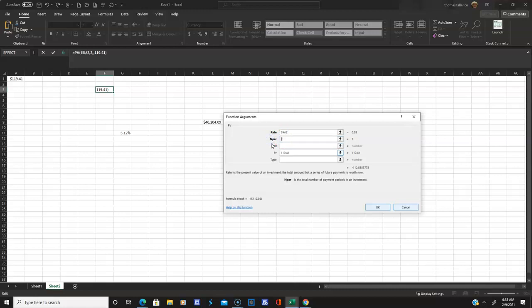Now if I put a 1 here, and I put 100 here, let's say. Okay, so the present value of $100, again, it's $97 and 8 cents, right? So basically, what I'm doing here is I'm saying I'm getting 3%, and it's 1 period. Okay, so that comes out to 97.08.